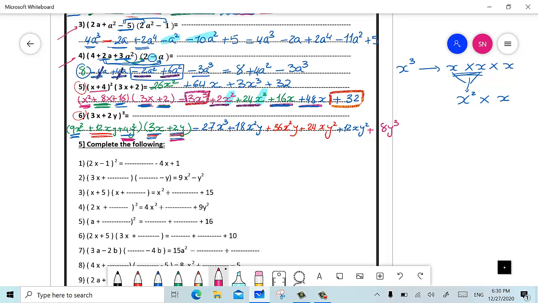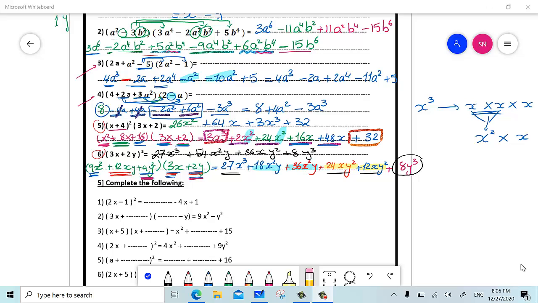Now I'm going to see the like terms and combine them together. We have here 18x squared y plus 36x squared y, and we have positive 24xy squared and positive 12xy squared. So here I have 27x cubed, it's alone, and I have nothing like it, so it's going to stay as it is. And then positive 18x squared y plus 36x squared y is equal to positive 54x squared y, and positive 24xy squared plus 12xy squared is equal to positive 36xy squared. And I have only one term which has y to the power of 3, so plus 8y to the power of 3.